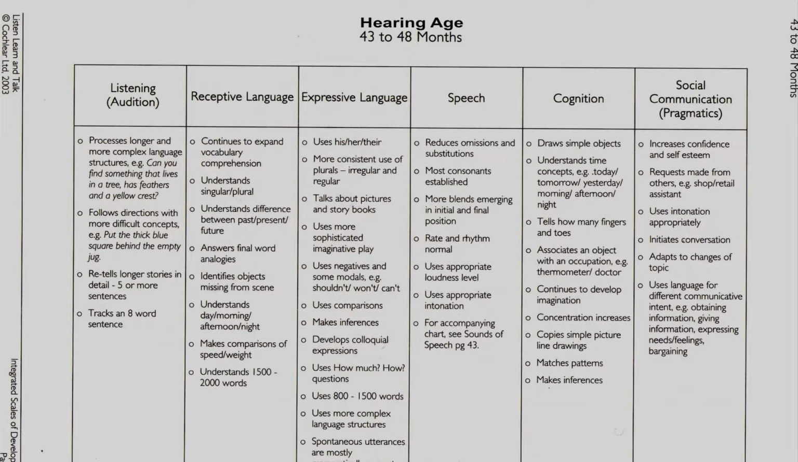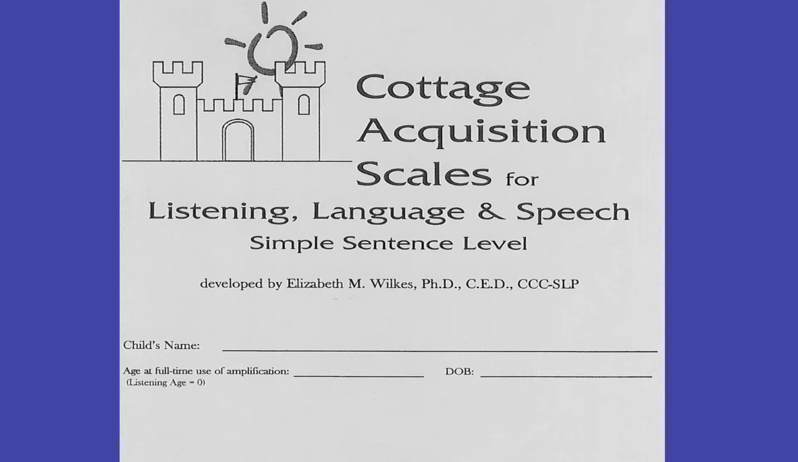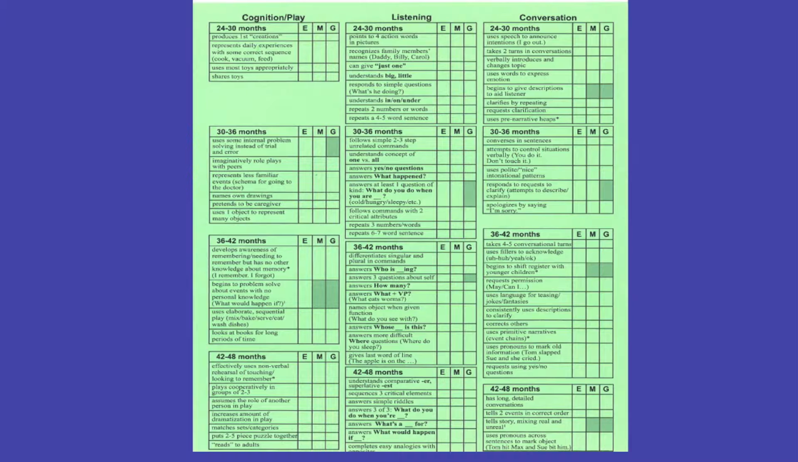This is also an excellent resource. It's the Cottage Acquisition Scales for listening, language, and speech development. There are 5 levels. These include pre-verbal, pre-sentence level, simple sentence, complex sentence, and sounds and speech. Here is an example of the 24 to 48 month range. There are milestones listed in the areas of cognition, listening, and conversation.